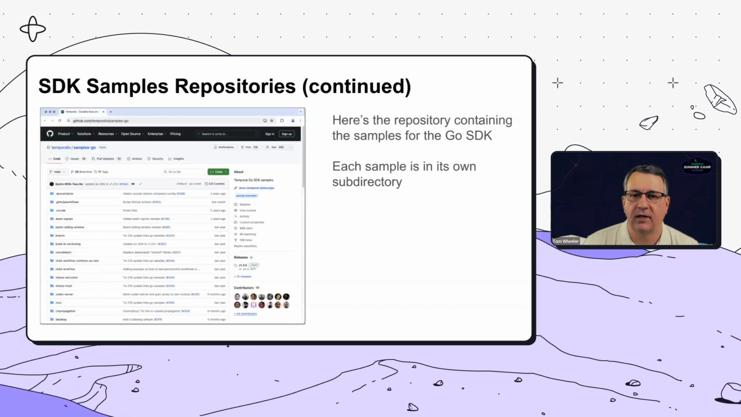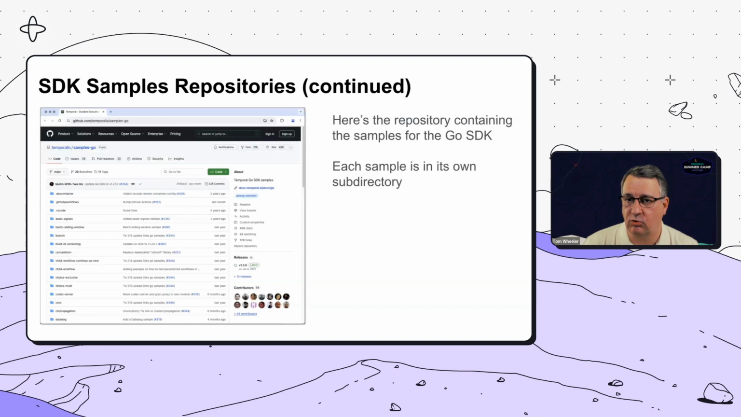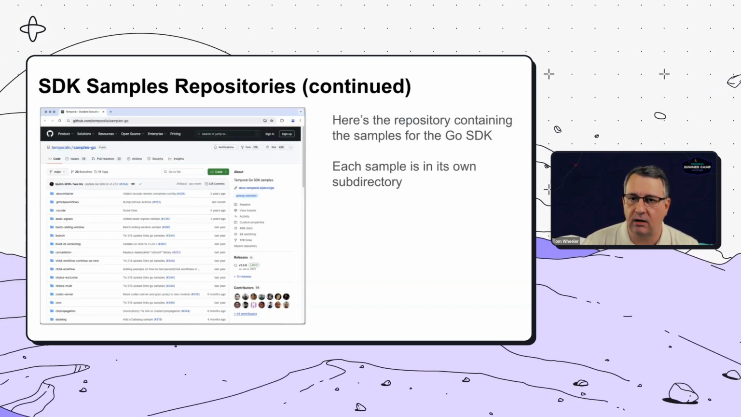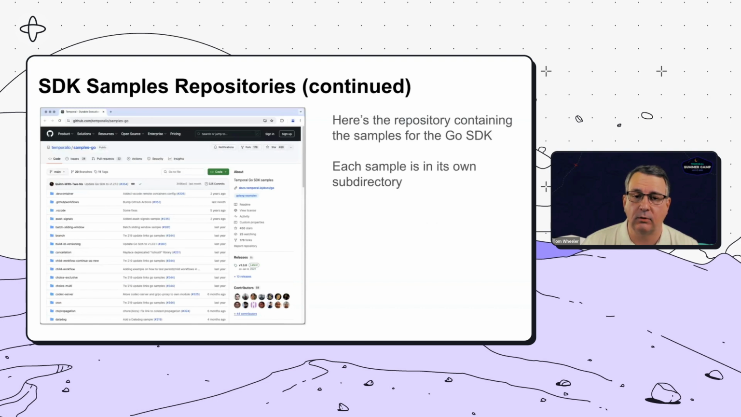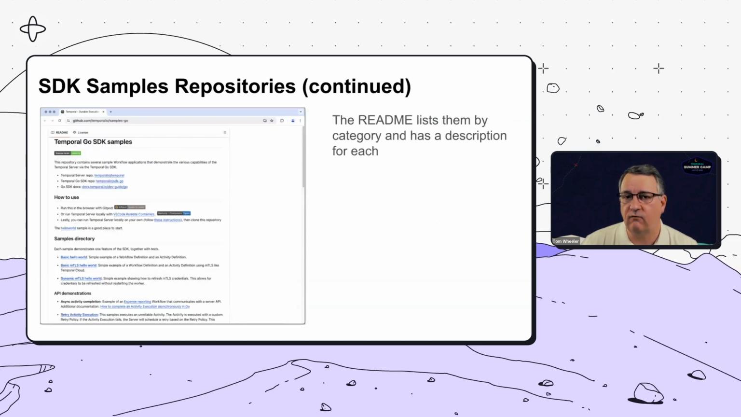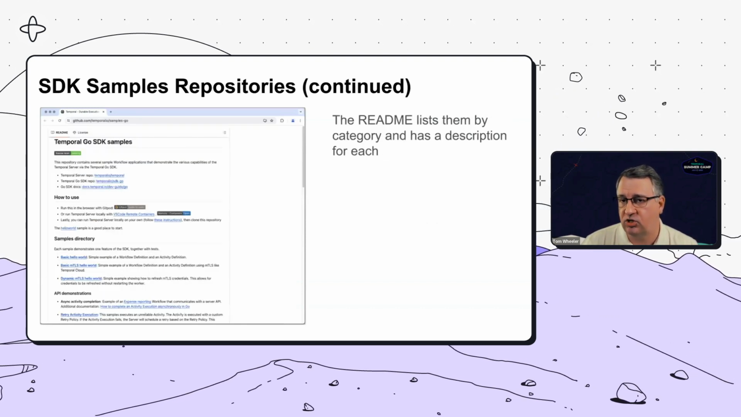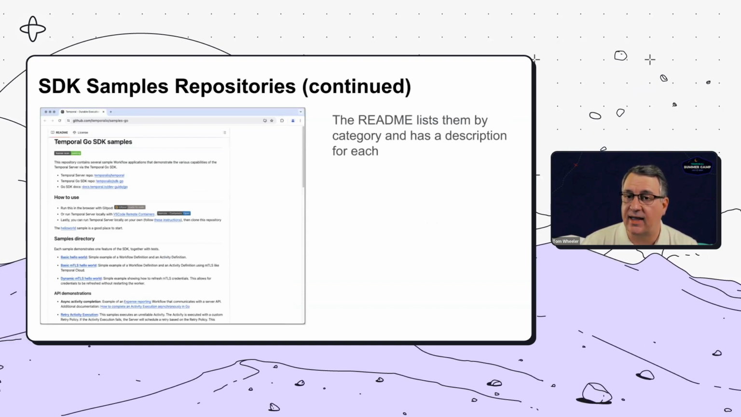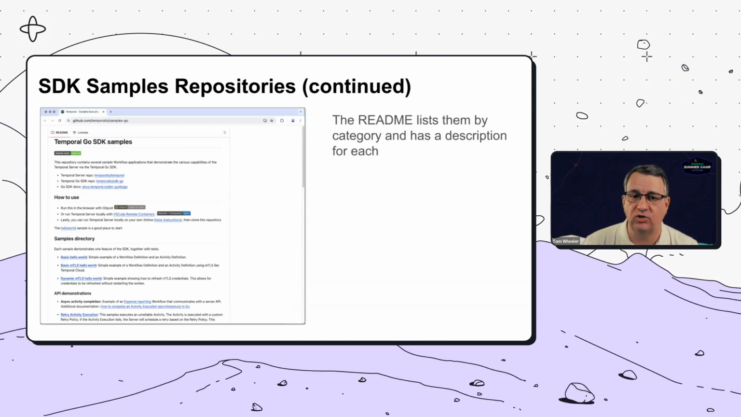Next slide, please. Yeah. Here's an example of the samples repository. This one's for the Go SDK. Each one of the subdirectories you see here contains a runnable example. While you can usually infer what the sample demonstrates just based on the name alone, the top-level README file lists them by category, and it provides the description for each one.